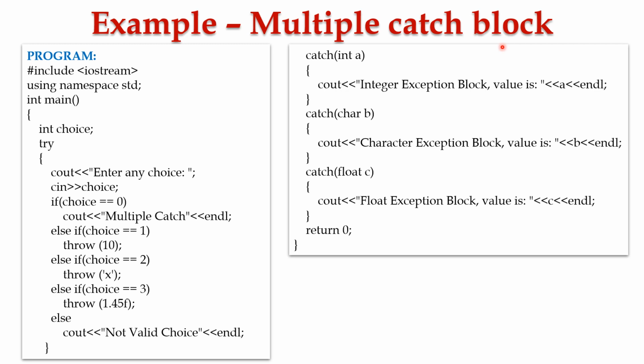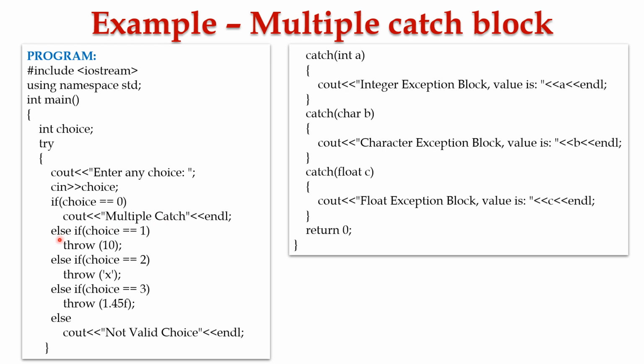So first, let me explain the code. Inside the main function, we have declared the variable choice of integer data type. Next, the try block starts here. Inside it, we have the out statement to display the message "enter any choice" to the user. And using the cin statement, we have obtained the value of the variable choice from the user. Then using if else if conditions, we have checked whether the value of the variable choice is equal to 0. If it is true, using the out statement, it displays the message "multiple catch" to the user.